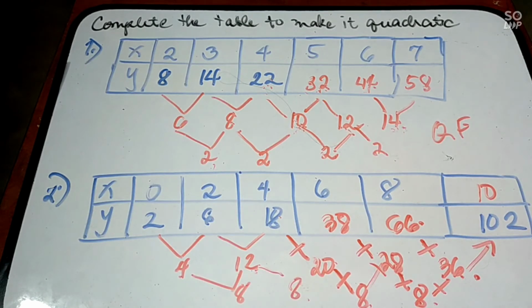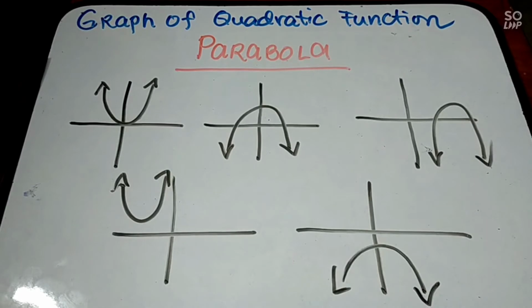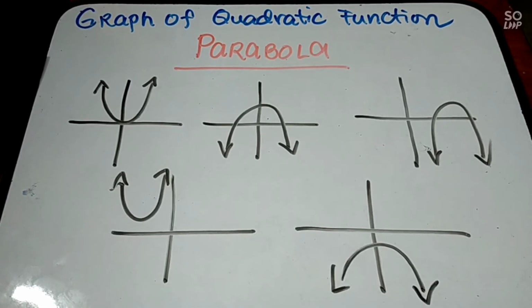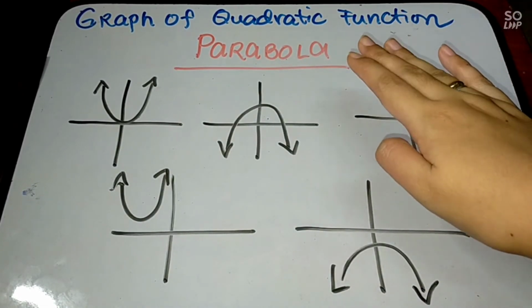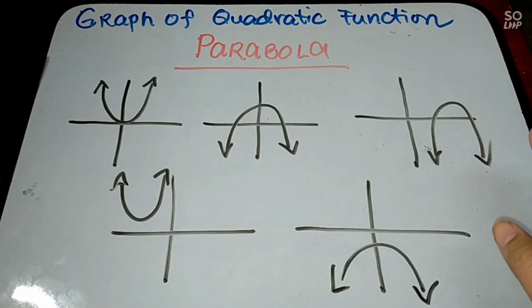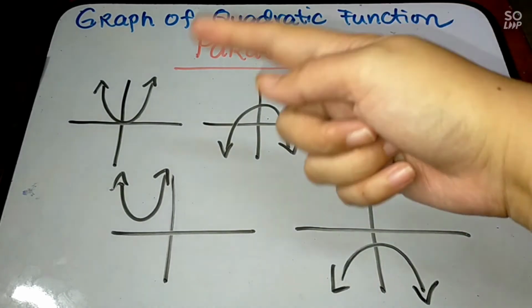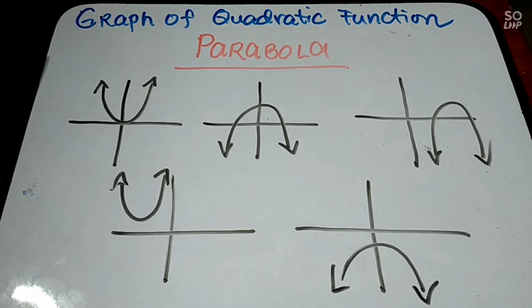Now, let us move with the graph. In graph of quadratic function, ang tawag sa kanya is parabola. Ang parabola mo dapat ay kailangan lang po ay opens upward and opens downward. Okay? So, kapag ang parabola ay opens to the right or left, hindi na po siya quadratic function. Okay?